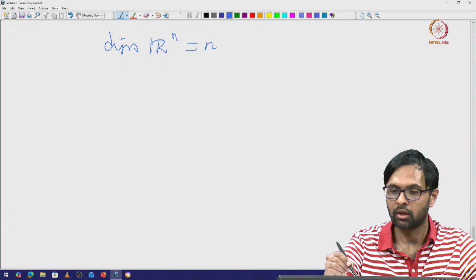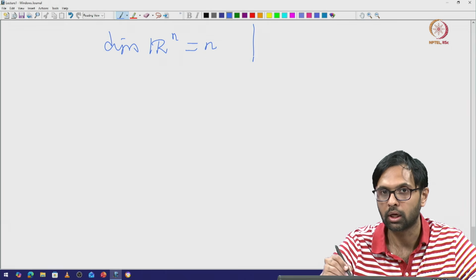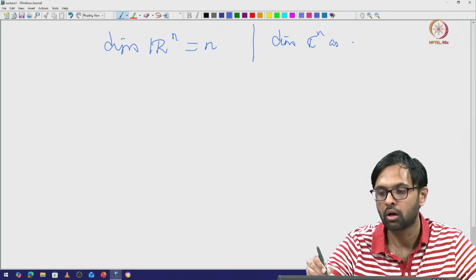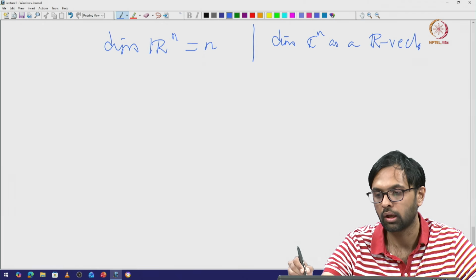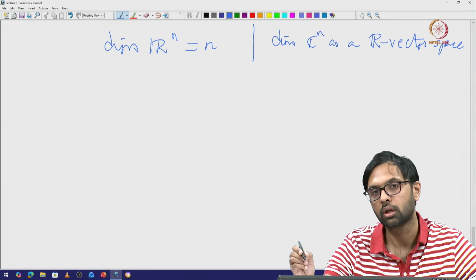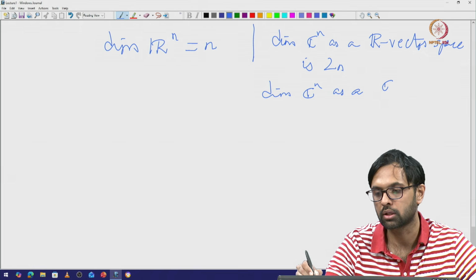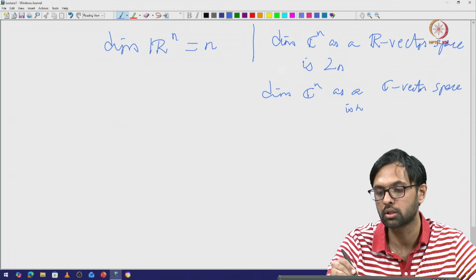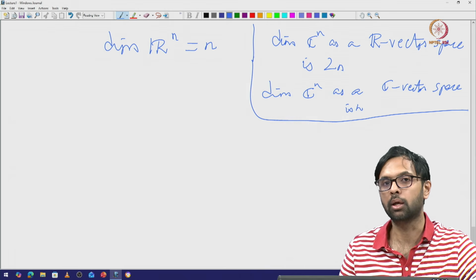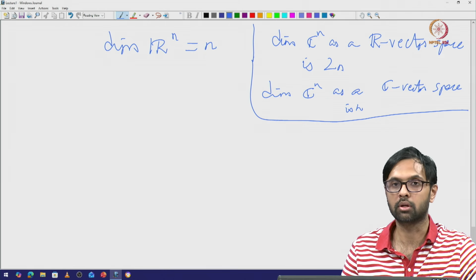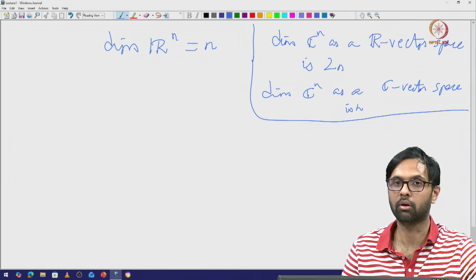One small little point here. The dimension of Cn as a real vector space equals what? It is 2n. The dimension of Cn as a complex vector space is n. So, there is a sharp distinction here depending on what scalars you use, real numbers or complex numbers. It's very important to keep this in mind.